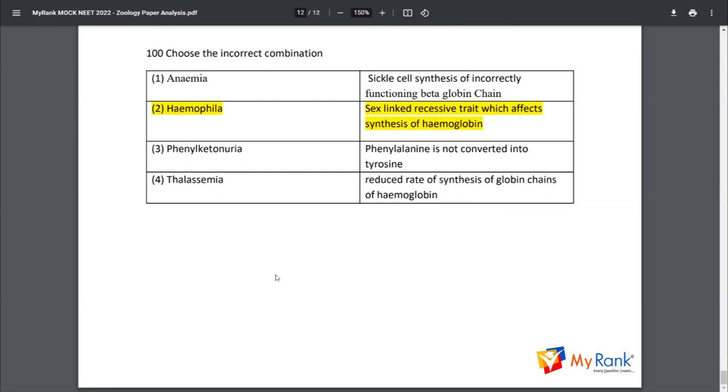So that is the last question. With this, we have finished the discussion of the key to the zoology questions.